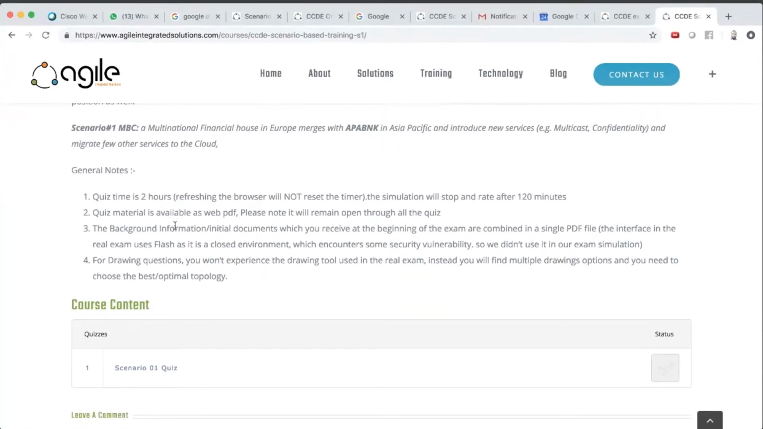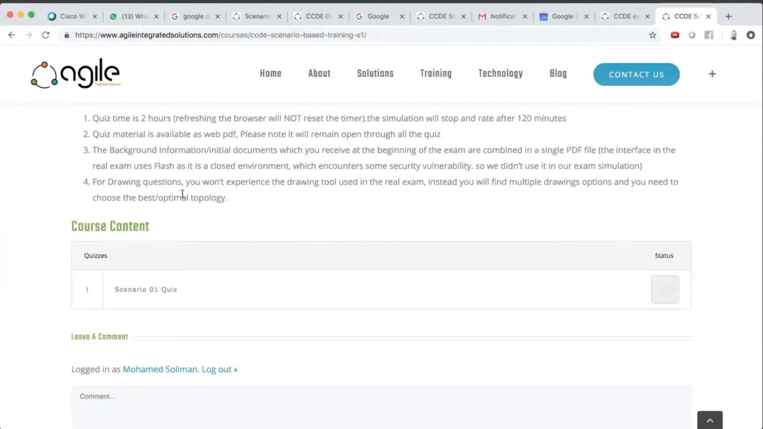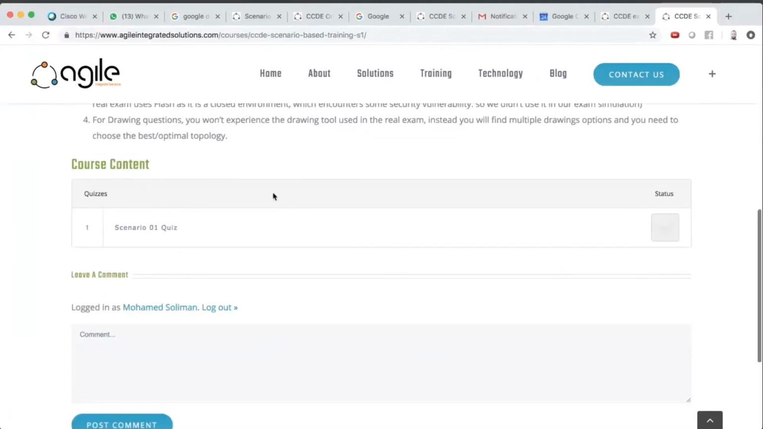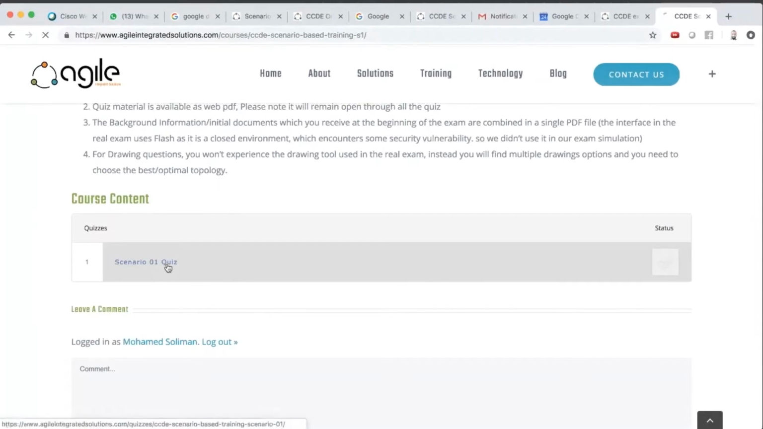Gotcha. The quiz material is available all through the exam as a PDF. We didn't want to do it as Flash, because Flash is not really secure. So that's why we decided to do it like this. The background information will remain with you, and the only question that is not exactly like the exam is the drawing. So once you read this and you're ready to go, and you can leave your comment any time during the exam or after you finish, you click on starting the quiz.